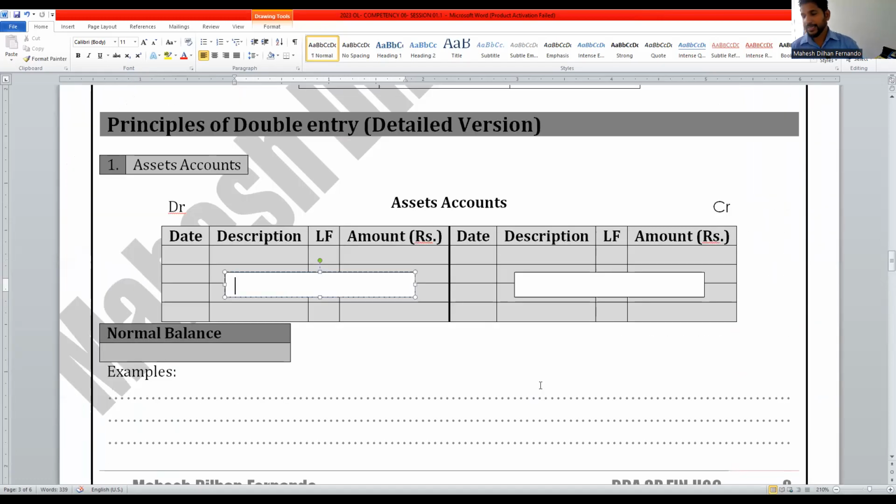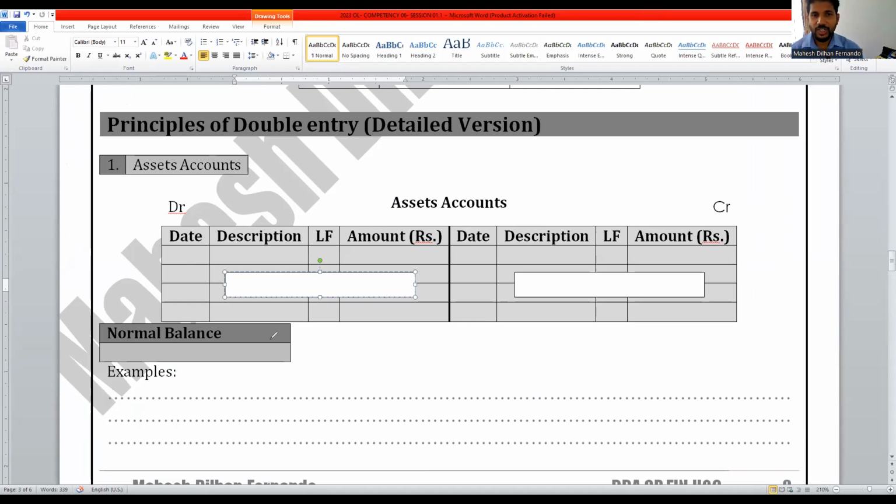Assets. Now remember you have to draw ledger accounts for all the items. Draw an account for every item. Right? Now watch what I'm going to do.